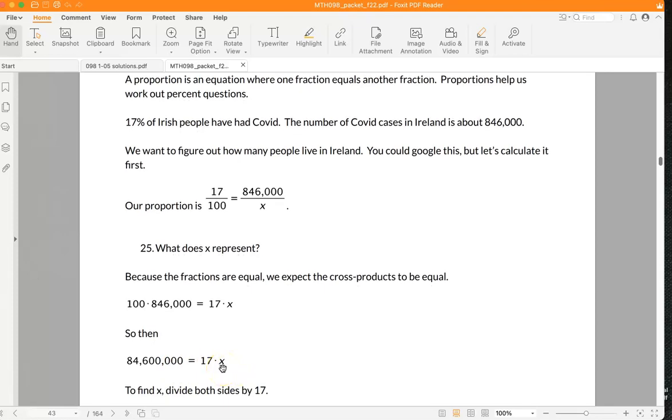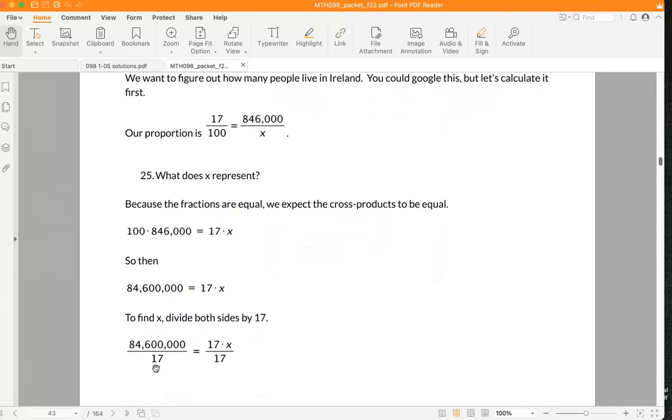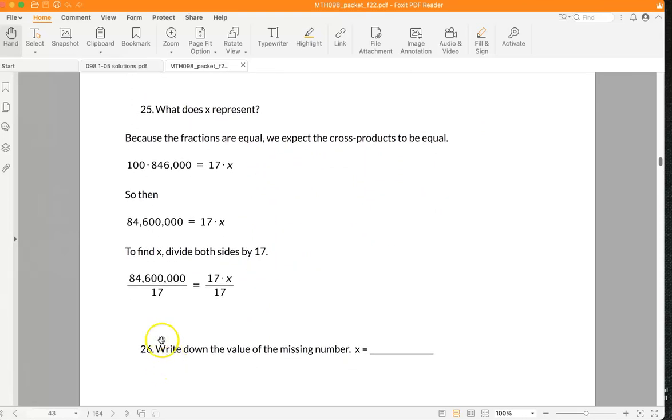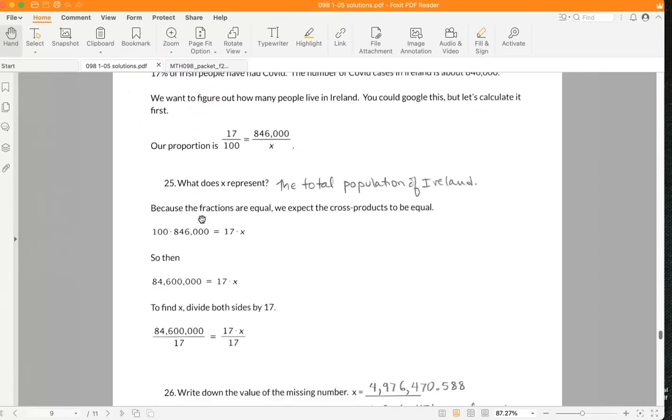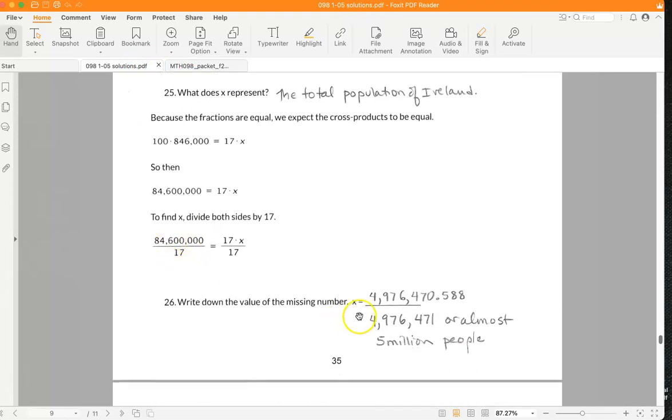And then I want to get X by itself. So I divide by 17 on both sides. And then we can figure out the missing value of X when we divide these two numbers. The 17s cancel out. And so when I divide, this is the number I got, which is almost 5 million people, but I rounded it to the nearest whole number. So 4,976,471, almost 5 million people.